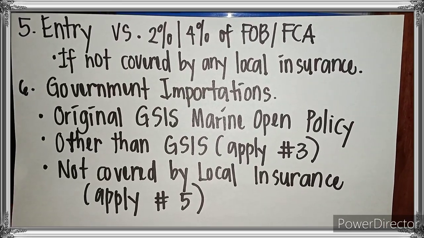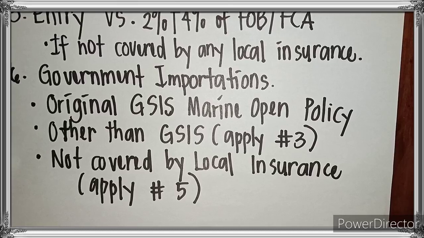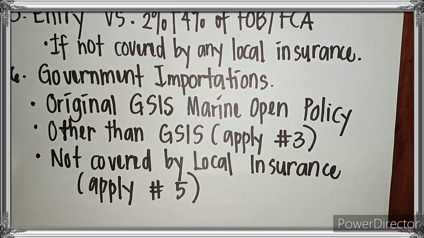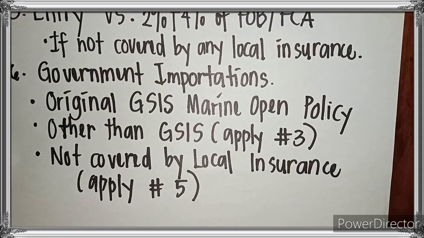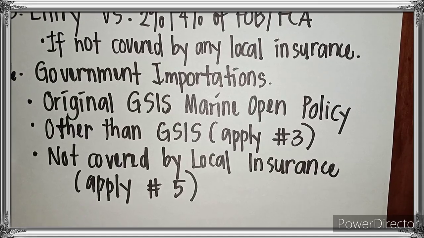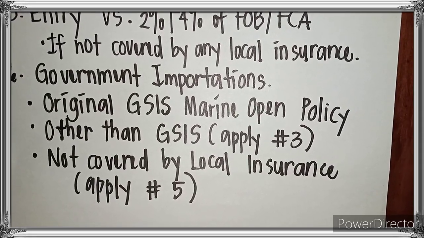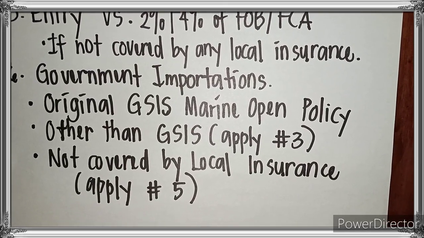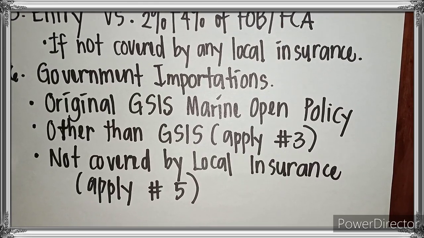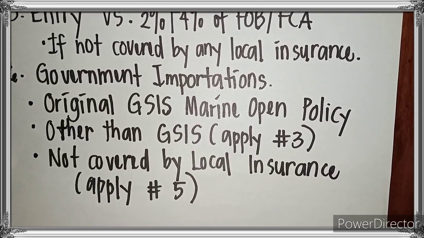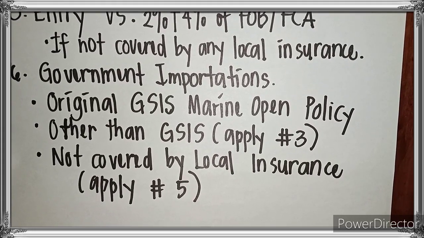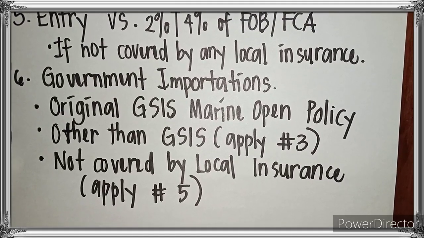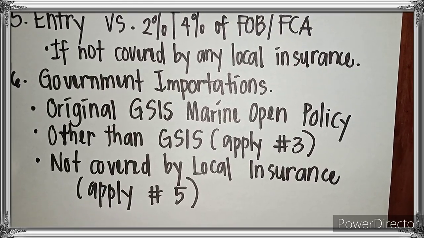Rule number 6 of insurance, government importations. We have here the original GSIS Marine Open Policy. For other than GSIS, we will apply the rule number 3. And for those that are not covered by local insurance, we will apply rule number 5. So if we have an original GSIS Marine Open Policy in the problem, then the original GSIS Marine Open Policy is our insurance. So all in all, we have 6 rules of insurance.